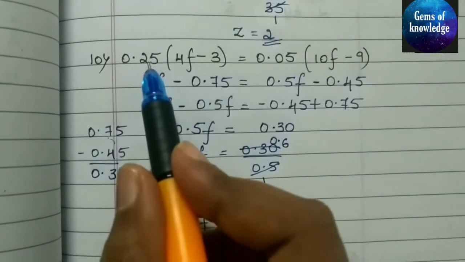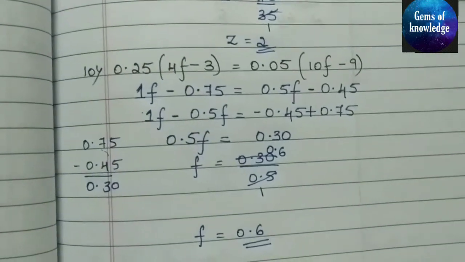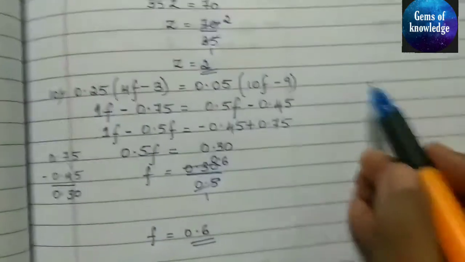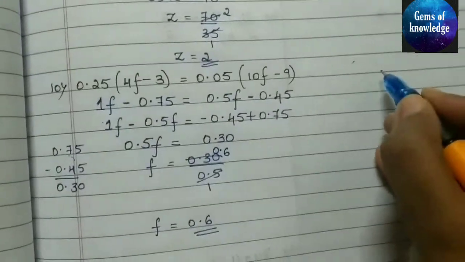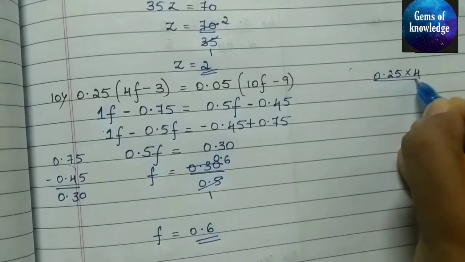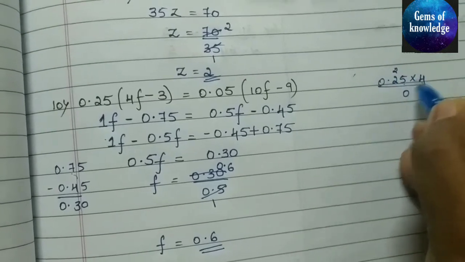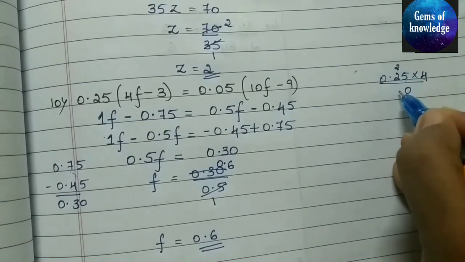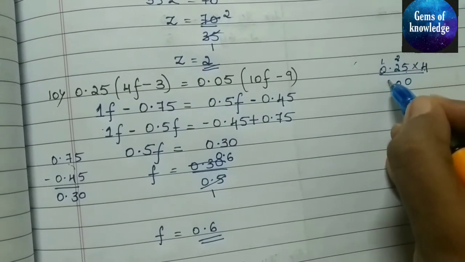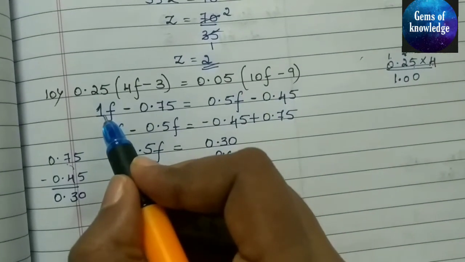So let me show you once here how 0.25 into 4 is nothing but 1. We'll do it here by the side. You can see 0.25 multiplied by 4: 4 fives are 20, 0 and 2. 4 twos are 8, plus 2 is 10, 0 and we get 1. 4 zeros are 0, 1 will be as it is. So here we get 1.00. It is nothing but 1.